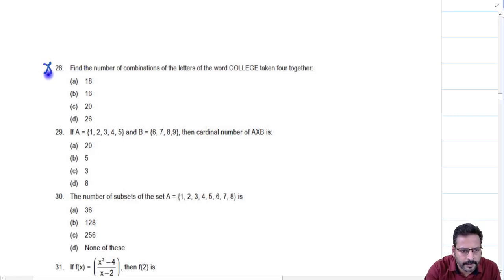This is the most important question for this mock test paper. Find the number of combinations of the letters of the word COLLEGE. Number of combinations, not arrangements. So we have to find out the combination. The word COLLEGE.